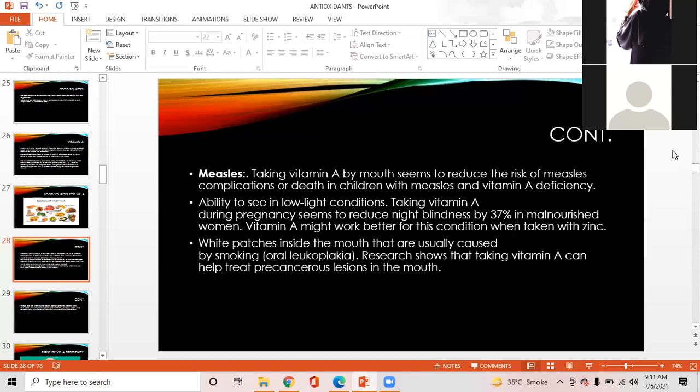Ability to see in low light conditions. Taking vitamin A during pregnancy seems to reduce night blindness by 37% in malnourished women. Vitamin A might work better for this condition when taken with zinc. White patches inside the mouth that are usually caused by smoking, that is oral leukoplakia, can also be significantly reduced when taking vitamin A by mouth.